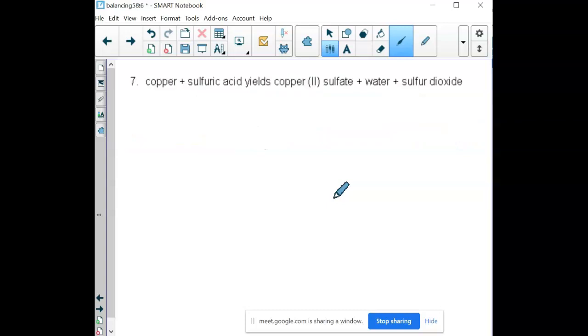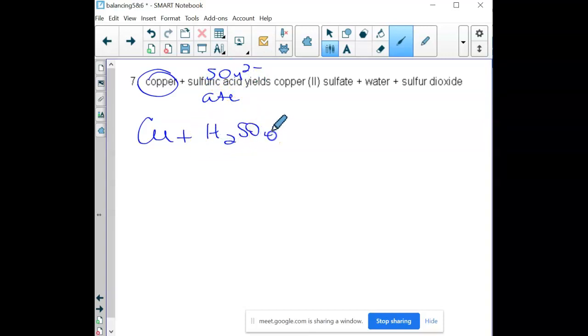Okay, number 7. You're going to have copper, which is by itself, so we have to think about Brinkelhoff, yes or no, and this is a no, because it's not part of the 7 Brinkelhoffs. Sulfuric, so remember ic goes to ate. Sulfate is SO4 2-. So we got H2SO4.